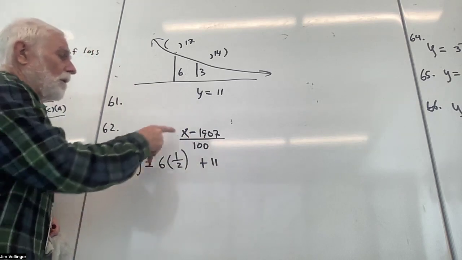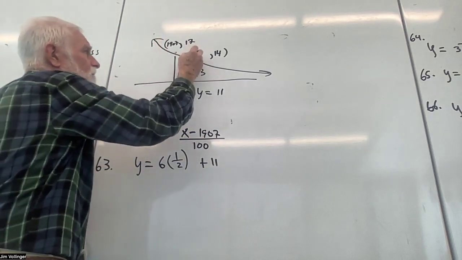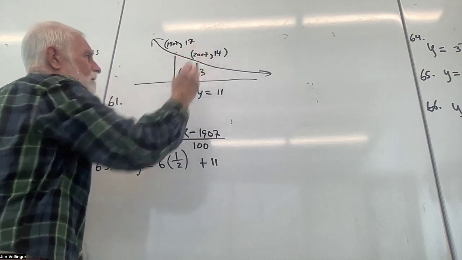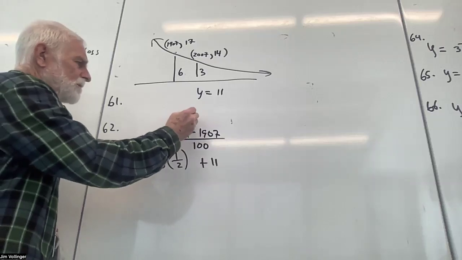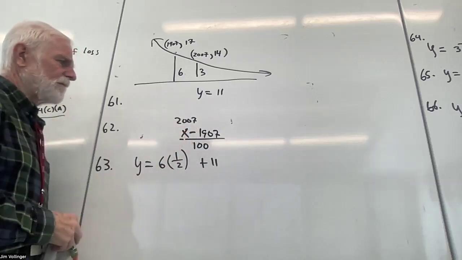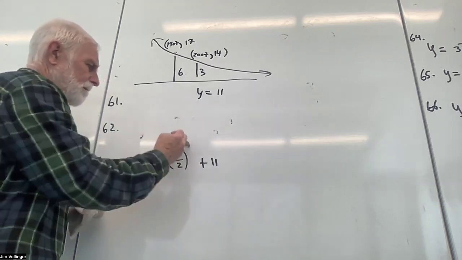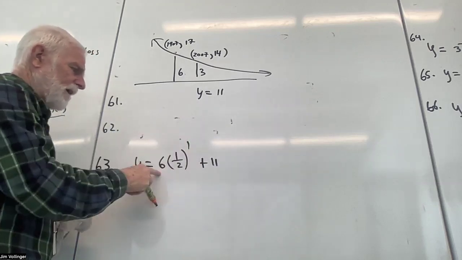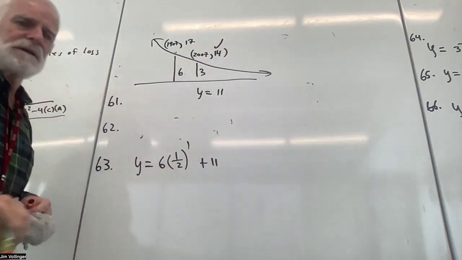All right, so 1907, 2007. And if you got time on a test, check it, see if it works. 2007 minus 1907 is 100, divided by 100 is 1. Well, 1 half to the 1 is a half. Half of 6 is 3 plus 11. You can see how it works. Take the time to do that.